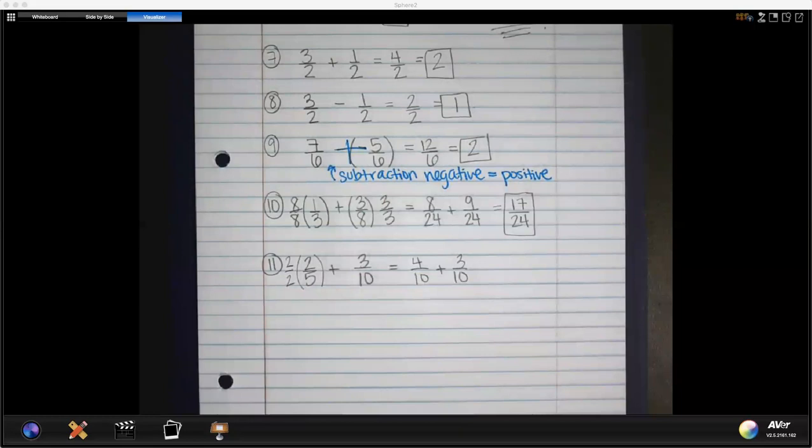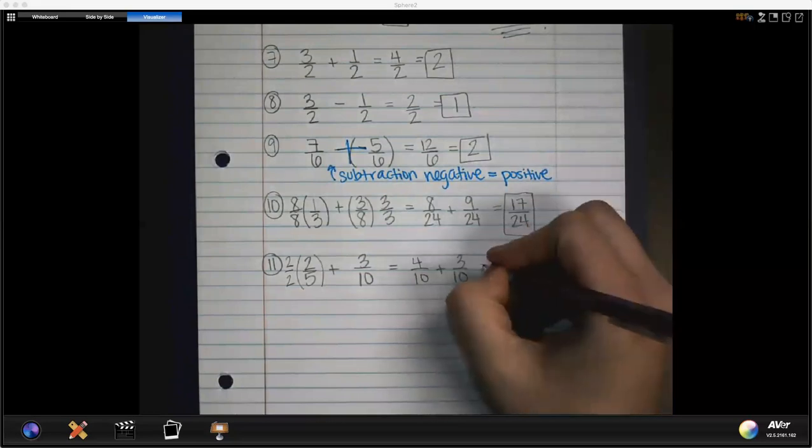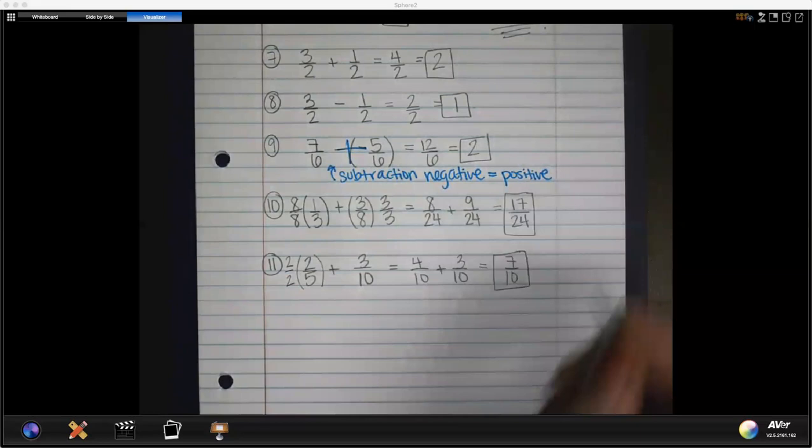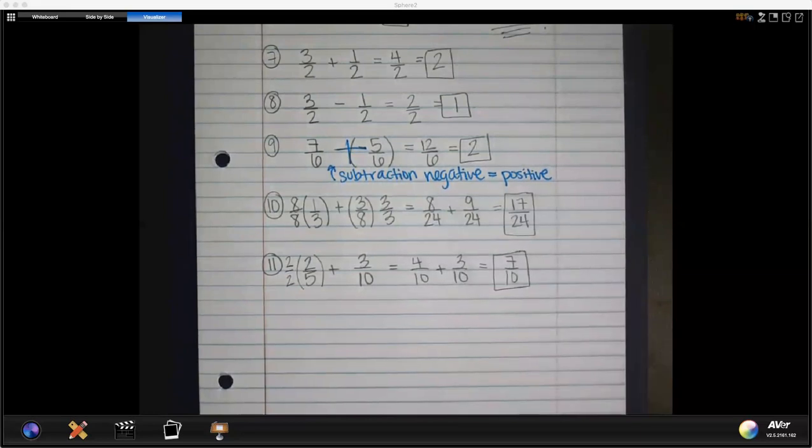If you want to multiply it to get to 50, that's fine. You're just going to have to do more simplifying in the end, okay? But there are cases where you do not have to, like that one. 7/10 is the final answer, correct?